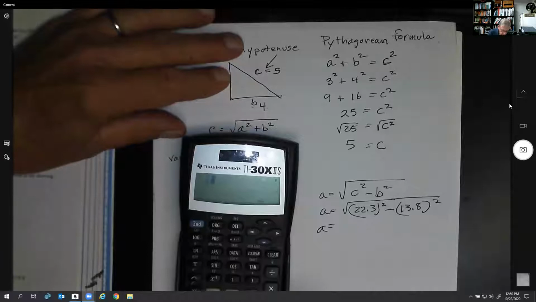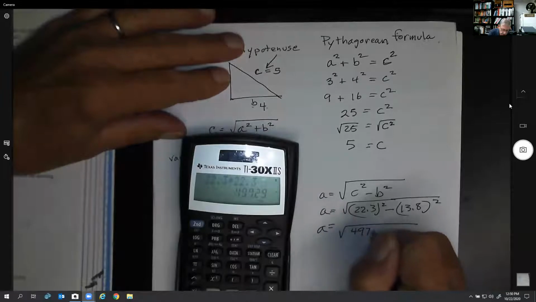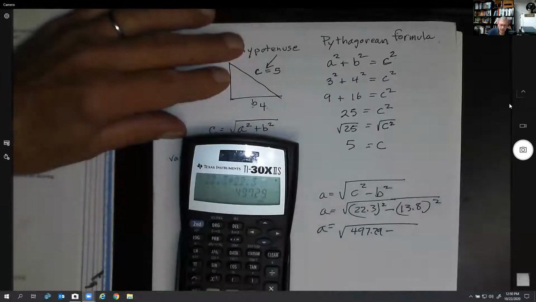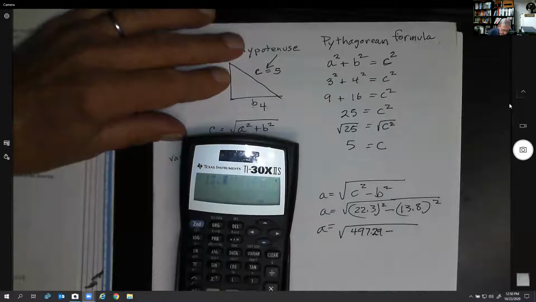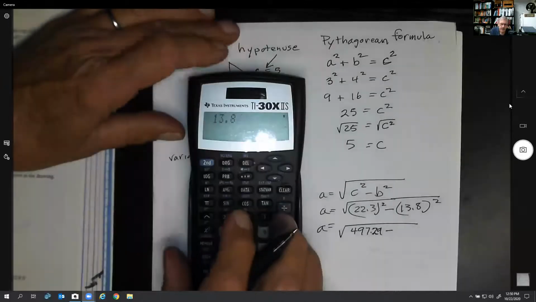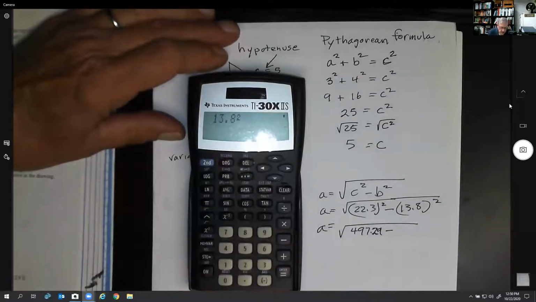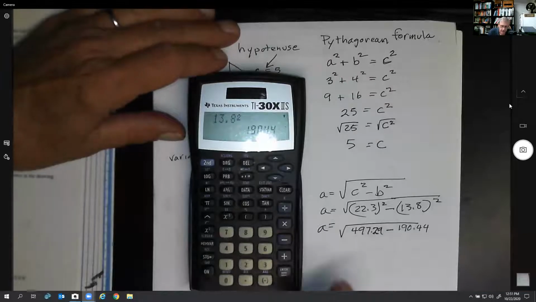Turn on a calculator. 22.3 times 22.3. This is the square root of 497.29. Let's make that 2 a little bit better. And we could also do 13.8, 13.8. But this time I'm just going to hit my square key down here. See if I can scoot this up a little bit. Square key. And that'd give me my answer too, 190.44. So the next thing I want to do is subtract those two numbers.